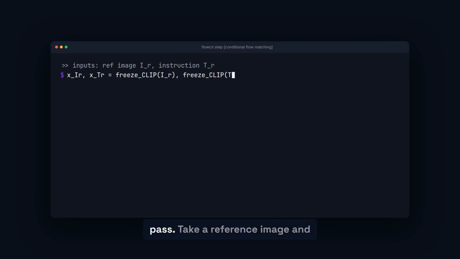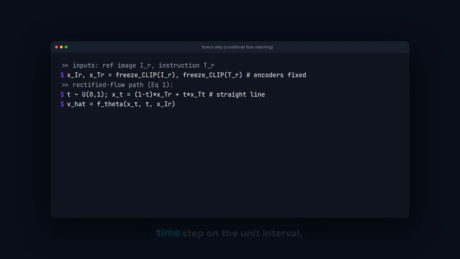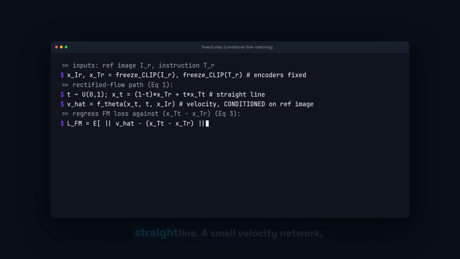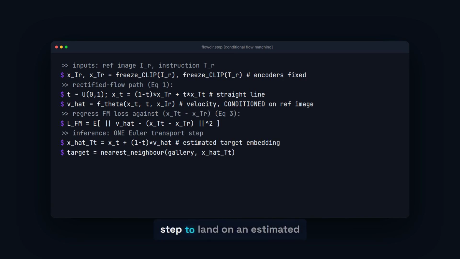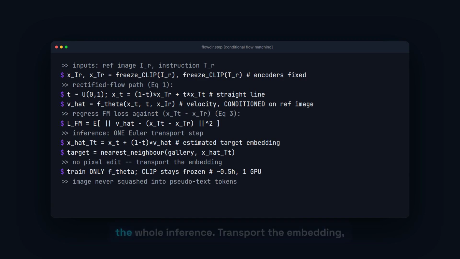The forward pass. Take a reference image and a text instruction. Freeze a CLIP image encoder and a CLIP text encoder, both stay fixed. Sample a time step on the unit interval. Interpolate between the instruction embedding and the target text embedding along a straight line. A small velocity network, conditioned on the reference image, predicts the transport direction. Take one Euler step to land on an estimated target embedding. Pull the nearest neighbor out of the gallery. That is the whole inference.